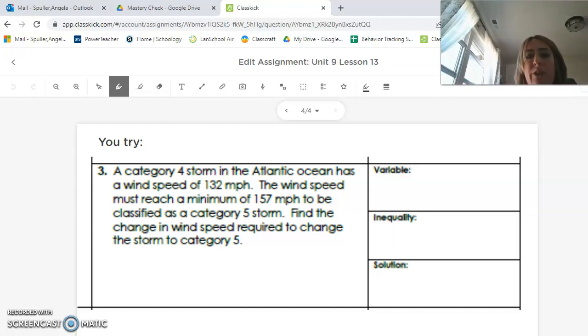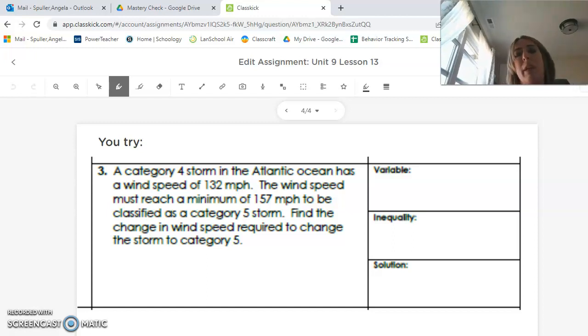Okay, a Category 4 storm in the Atlantic Ocean has a wind speed of 132 miles per hour. That's what that MPH means. The wind speed must reach a minimum of 157 miles per hour to be classified as a Category 5 storm. Find the change in wind speed required to change the storm to Category 5.